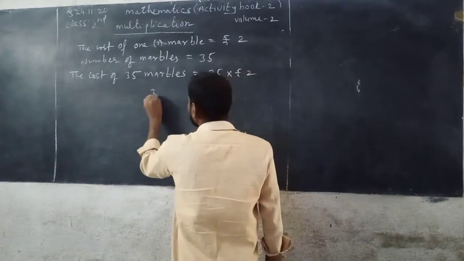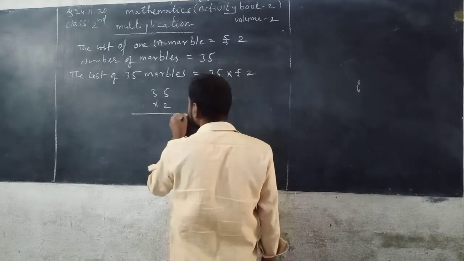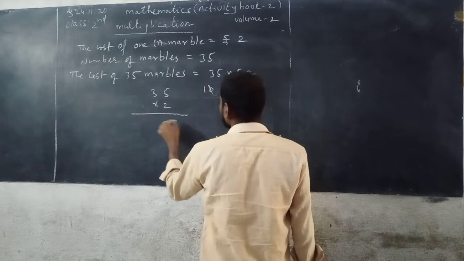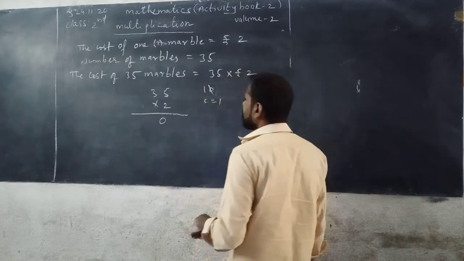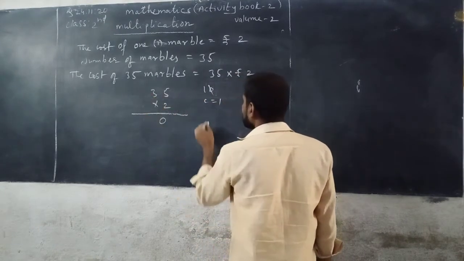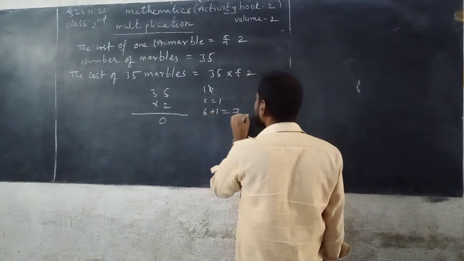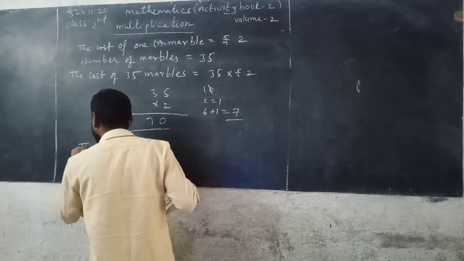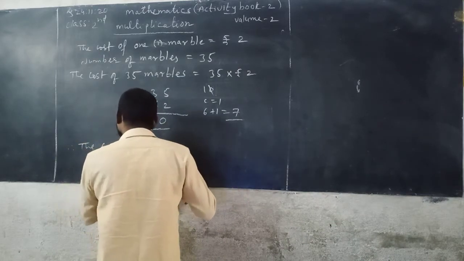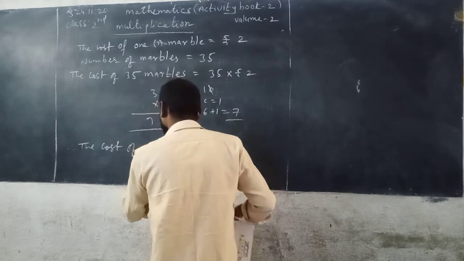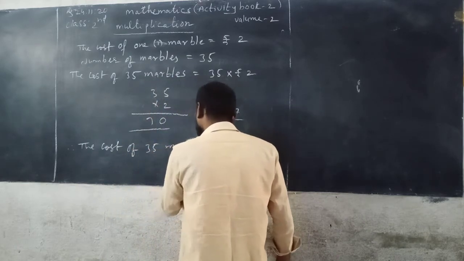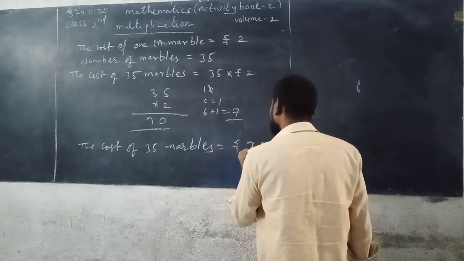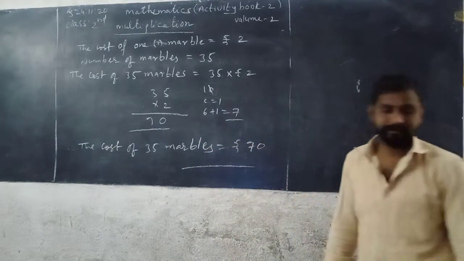See here, 35 into 2. First multiply the digits in the ones place, that is 5 with 2. So 2 5s are 10. 0 is taking, carrying 1. Next, 2 3s are 6. So 1 is added to 6, you can get 7, write down. So therefore, the cost of 35 marbles is equal to 70 rupees.